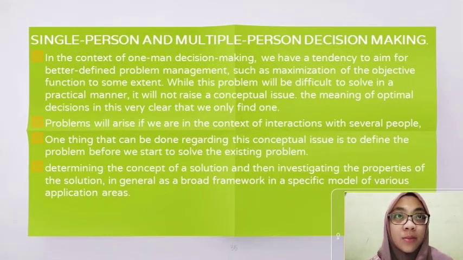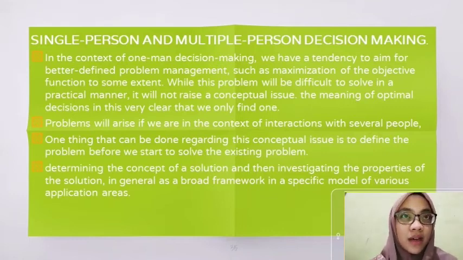Single person and multiple person decision making. In the context of one-man decision making, we have a tendency to aim for a better defined problem, such as maximization of an objective function to some extent. While this problem may be difficult to solve in a practical manner, it will not raise a conceptual issue. The meaning of optimal decision is very clear, in that we only find one.